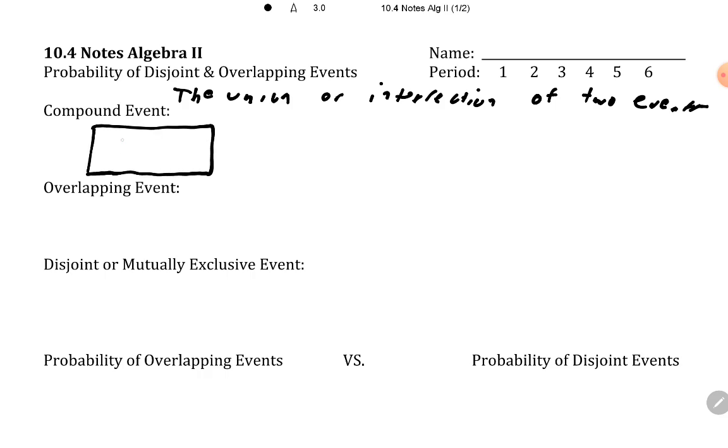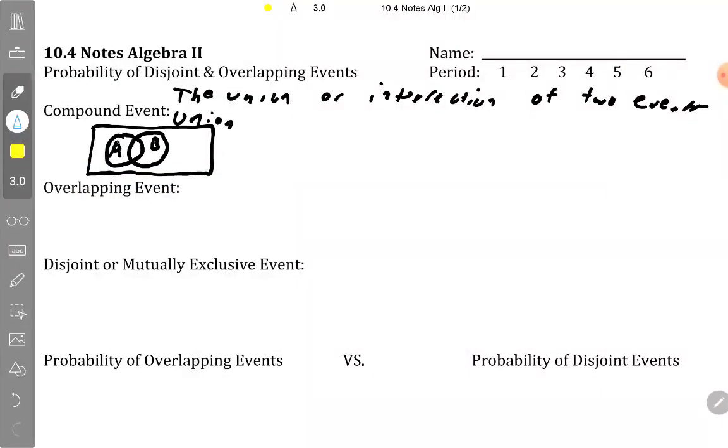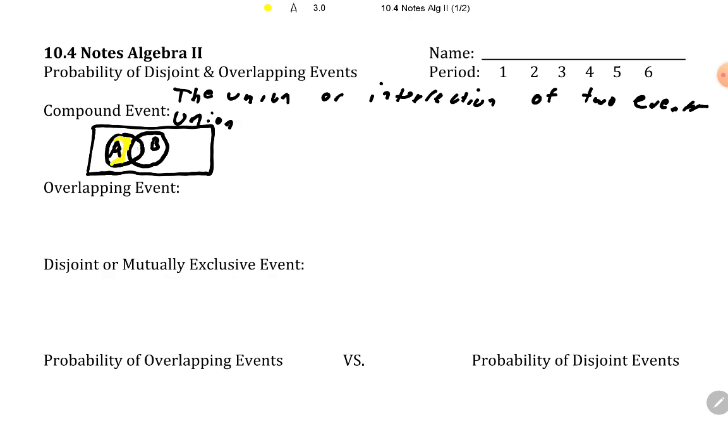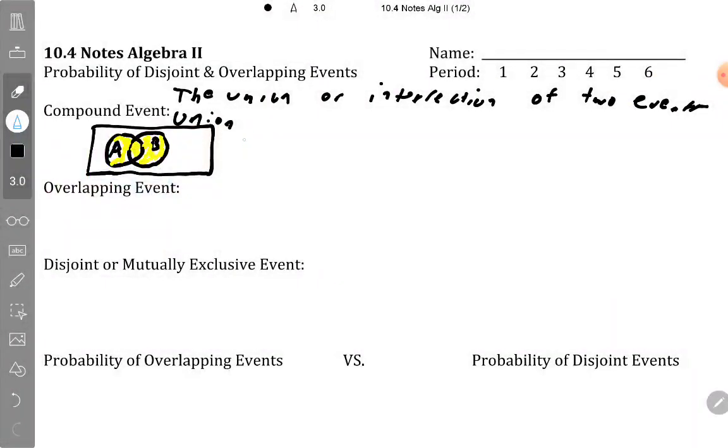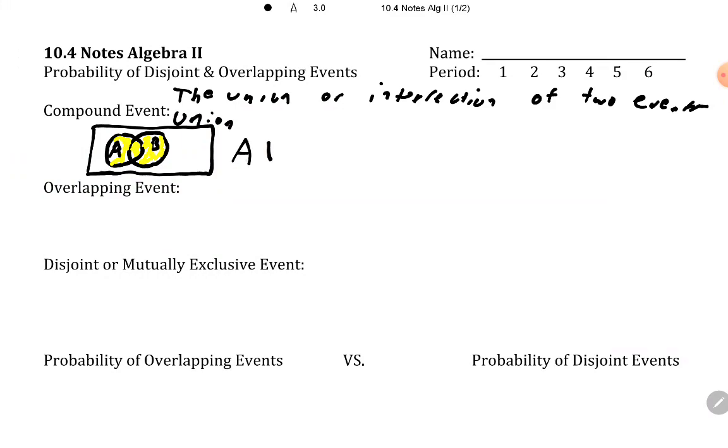So we have event A and we have event B. If it's a union, then everything gets shaded. It means both events can occur: either one event can occur, the other event can occur, or both can happen at the same time. This is denoted as A union B, using a U. For union, we also use the term or. So A or B, or A union B.